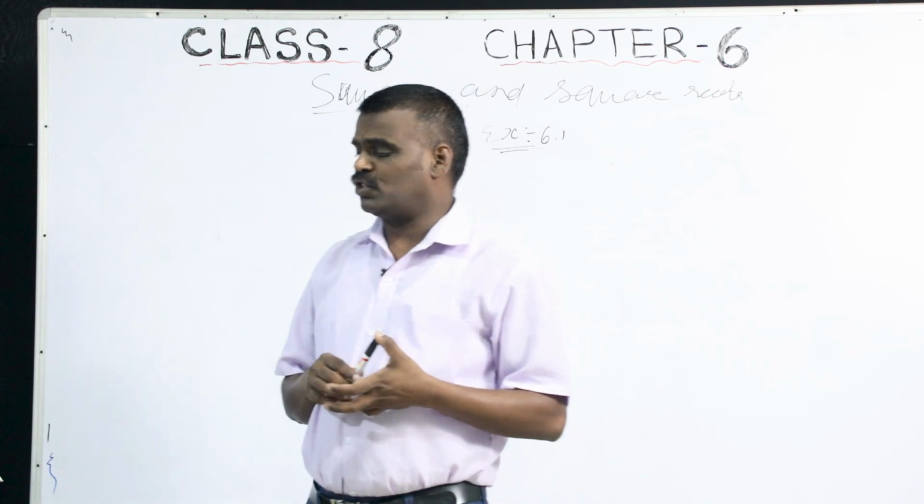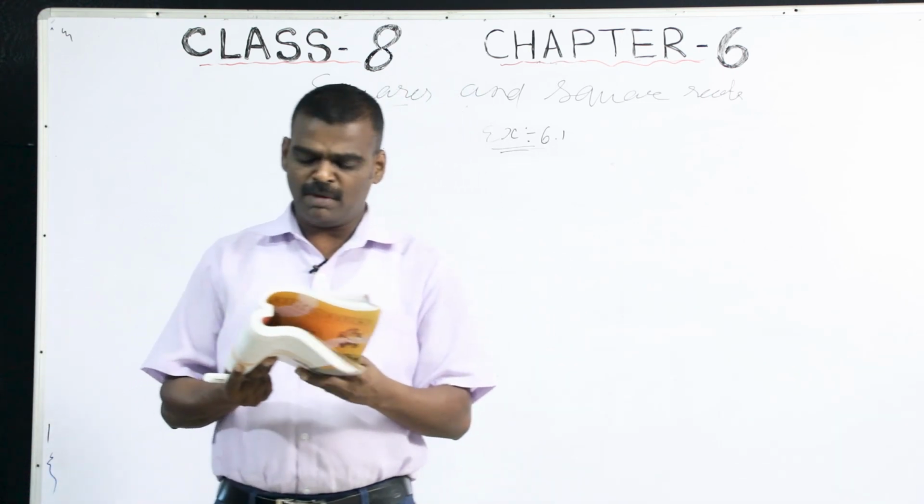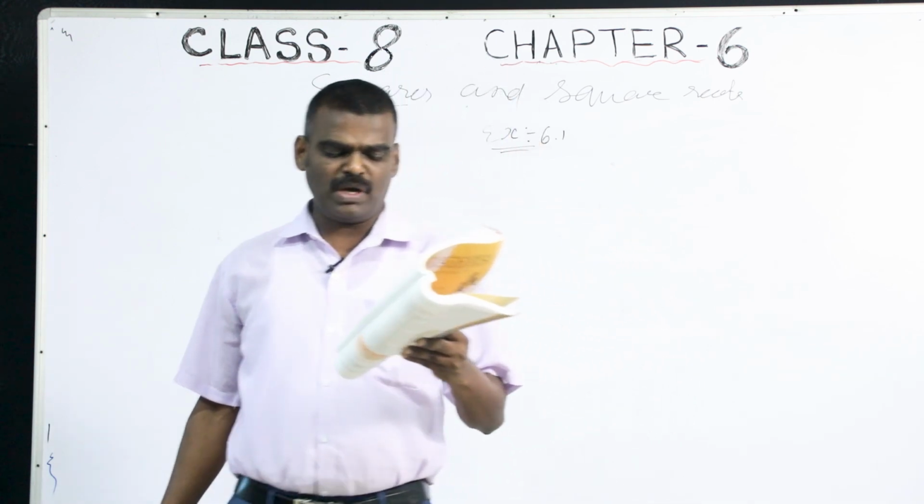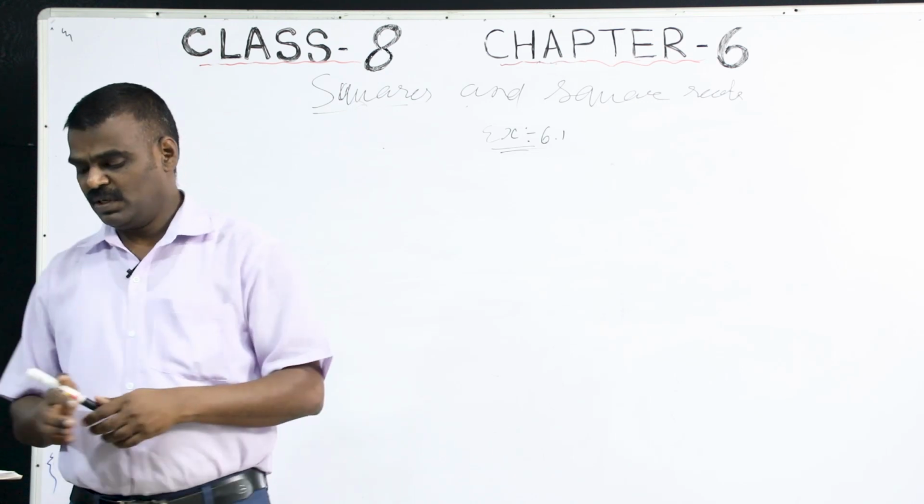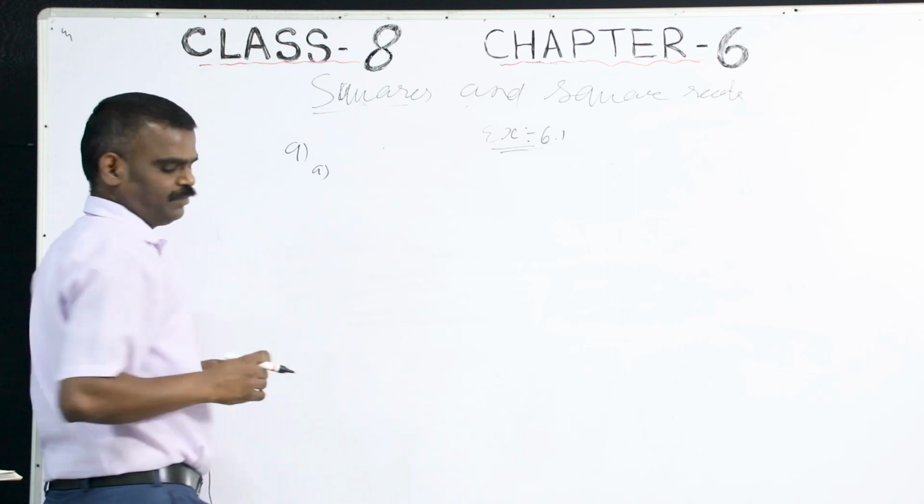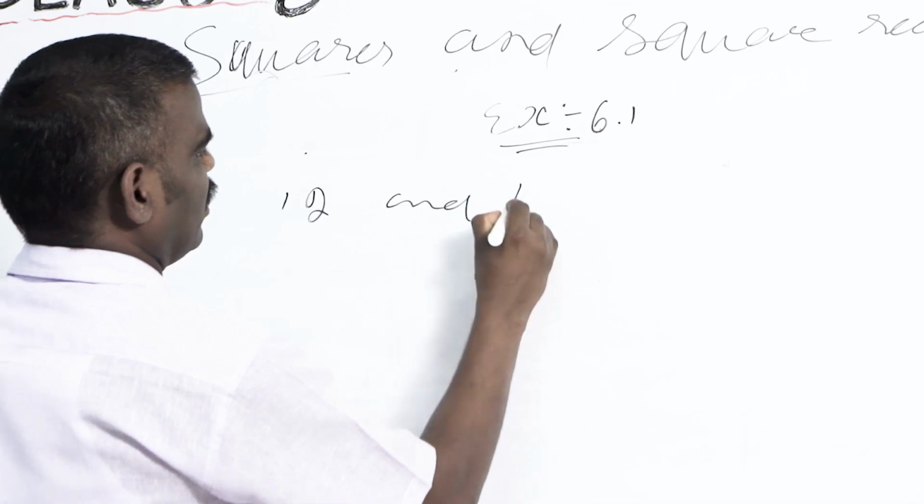Now let us go to the next questions. How many numbers lie between the squares of the following numbers? Question number 9, A: 12 and 13.